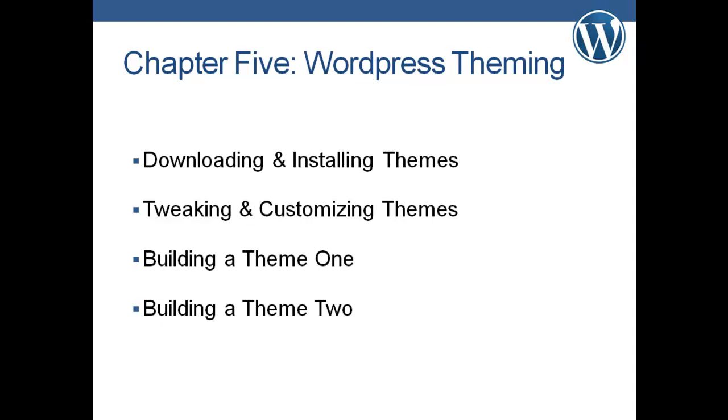Chapter 5, the last chapter, is going to be all about themes. We're going to look at where to get themes, how to install and customize them. But more importantly, we're also going to build our own theme. We're going to build a custom WordPress theme from scratch. We're not going to convert an HTML theme. We're actually going to just start it from the ground up, create the files, do the styling, and implement it.